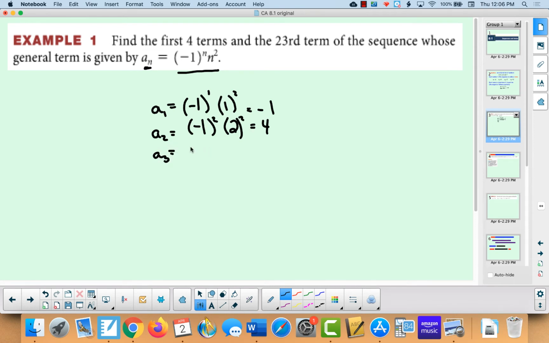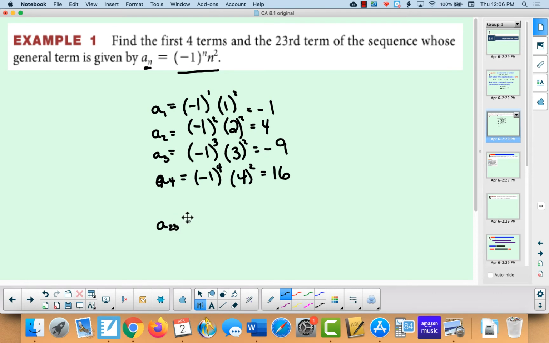For the third term in the sequence, we'll take negative 1 and cube it, and then we'll square 3. Negative 1 cubed is negative 1, and 3 squared is 9, so we get a negative 9. And for a sub 4, we have negative 1 to the fourth power, and then 4 squared. Negative 1 to the fourth power is positive 1, and then 4 squared is 16, so we get 16.